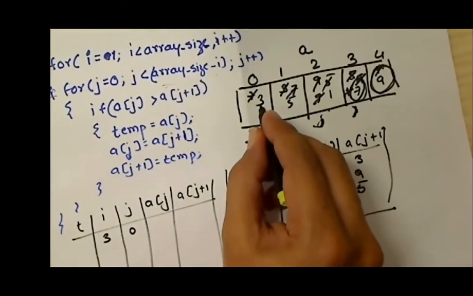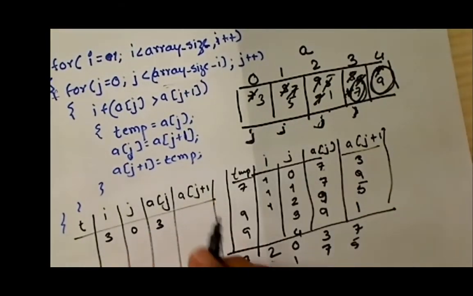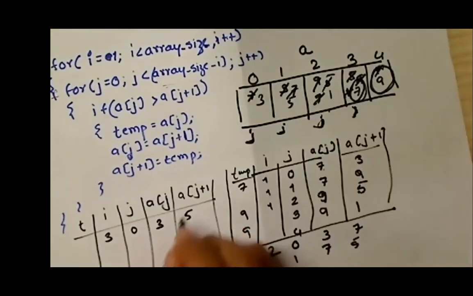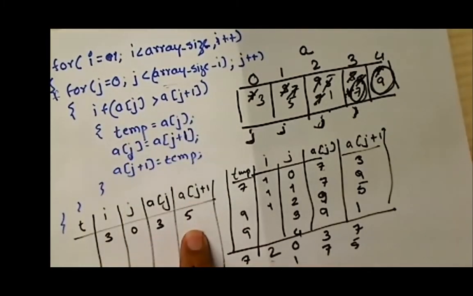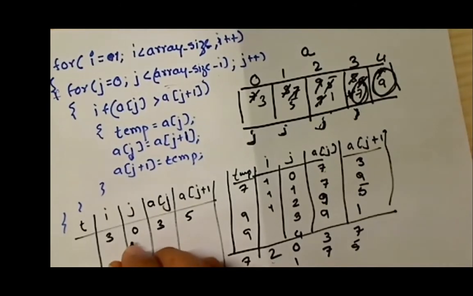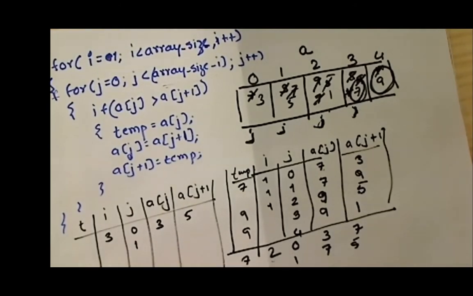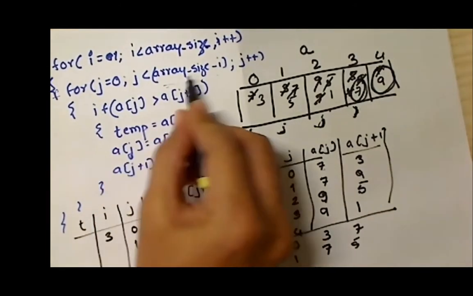A of 0, what is the value? 3. So a of j has 3. a of j plus 1 is 5. Then again I check. Is a of j greater than a of j plus 1? Is 3 greater than 5? Condition is false. So j plus plus, j becomes 1. j becomes 1. Then we check, is 1 less than array size minus i?